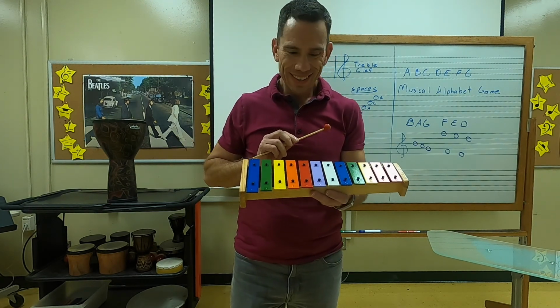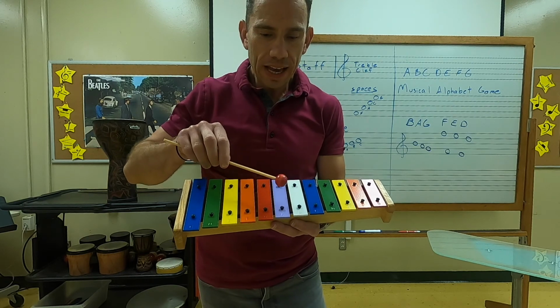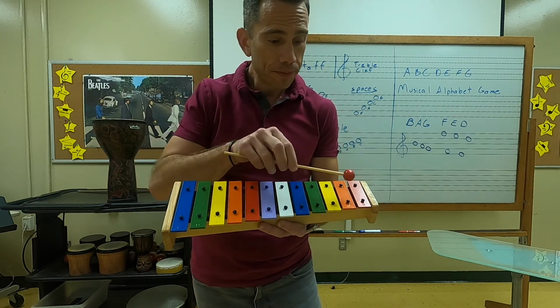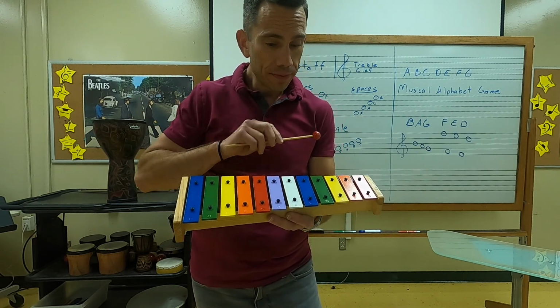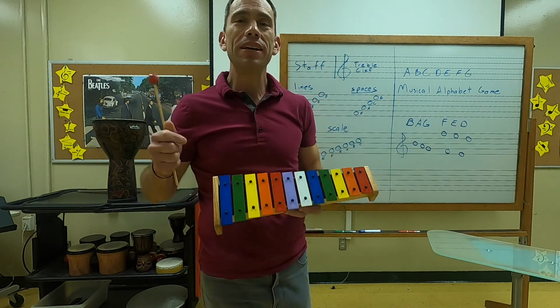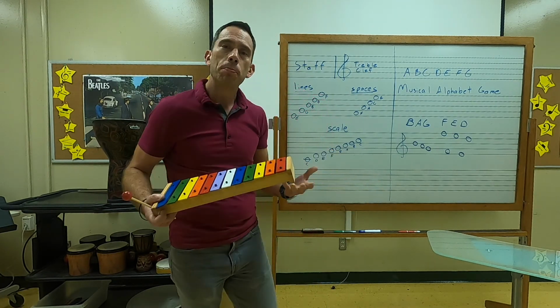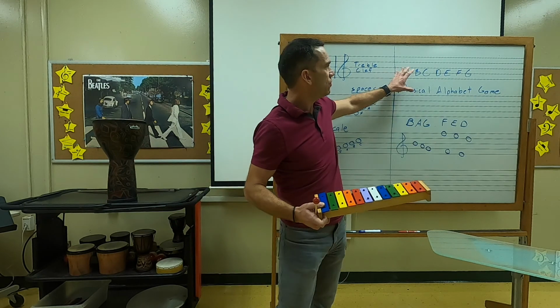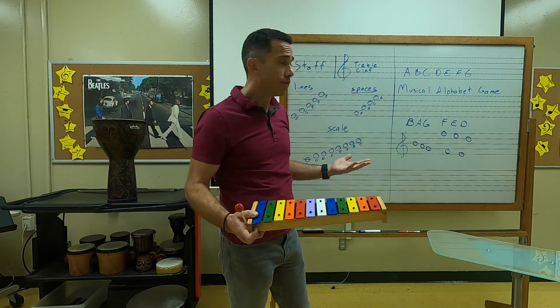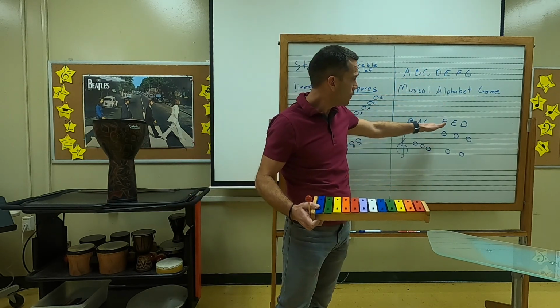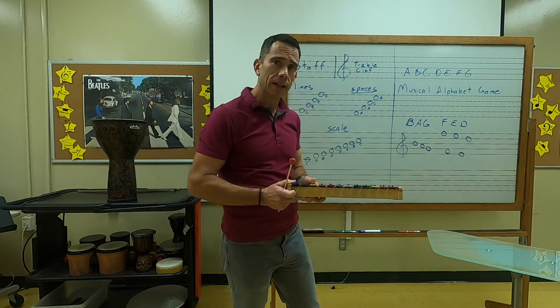Ooh, that's pretty. Let's do that again. B, A, G. See that? And that's how easy it is to make our own melodies. You can take musical alphabet letters, mix them up in different ways, and then find where they go on the staff. And you're already making a melody.